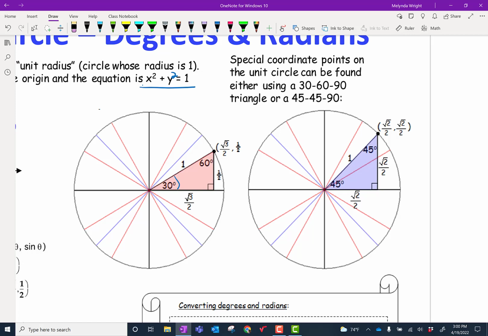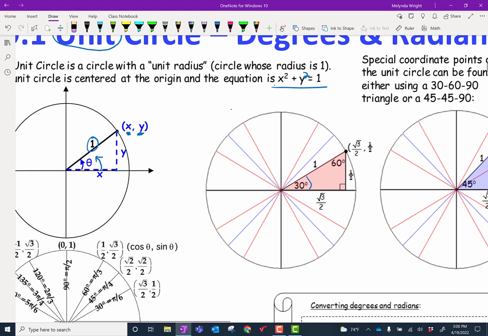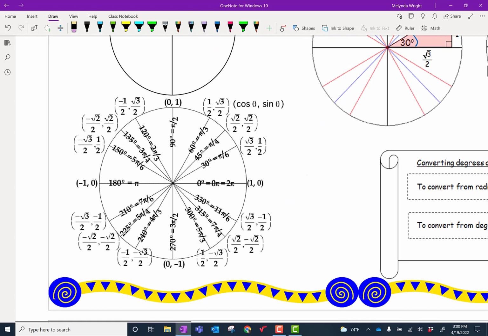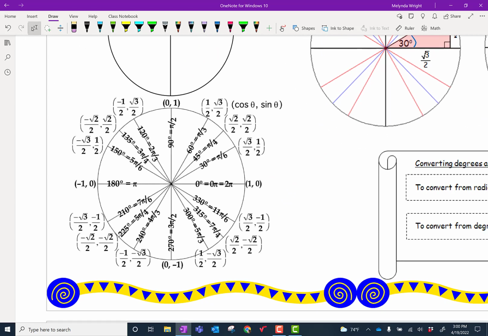Okay, so what else about the unit circle? Let's actually look at a filled out unit circle. Let's talk about it and study it for just a moment. Notice that cosine is in the x-coordinate spot and sine is in the y-coordinate spot. That's very significant. What that means is that we relate the x value with cosine and the y value with sine. So that's pretty important.